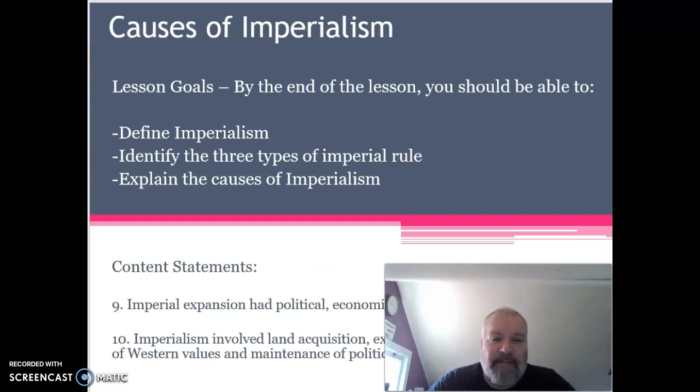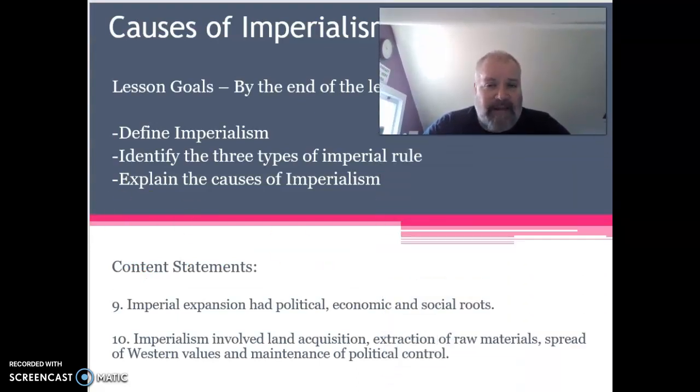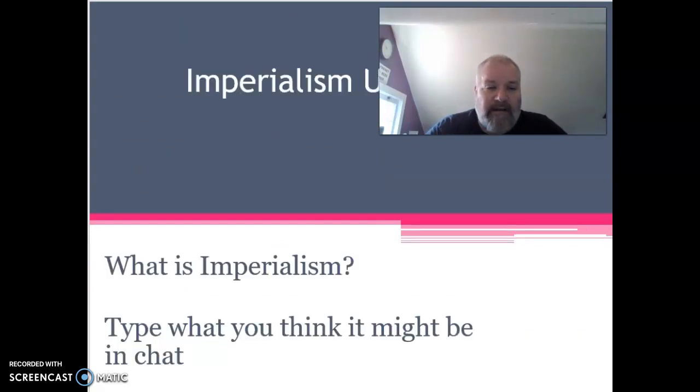Causes of imperialism. So we're going to talk about imperialism, and if you don't know what that is, we'll talk about that in just a second. But imperialism is something that really was a big part of international diplomacy in the late 1800s. Imperialism, by today's standards, is seen as cruel. It was seen by a lot of people back then as cruel as well, because basically it's one stronger nation taking over almost all aspects of the life of another nation. So we'll get into that.